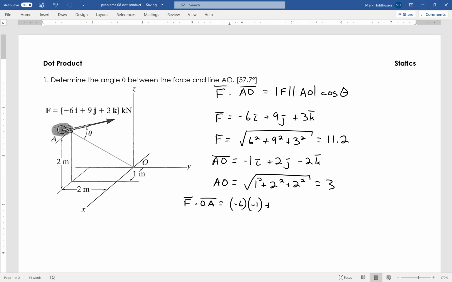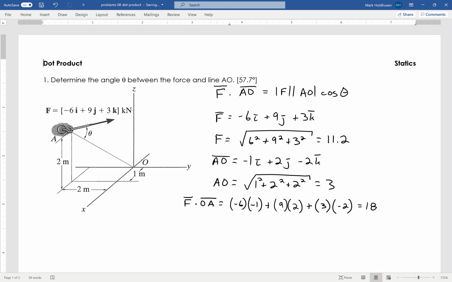Okay, to that we're going to add 9 times 2, right? Those are the j's that I'm multiplying together. And then I'm going to add to that my k's multiplied together, which will be 3 and negative 2, right? So it's going to be 6 plus 18 minus 6 gives me 18. And again, this dot product, unlike the cross product, actually gives me just a scalar value. I don't get a vector back.